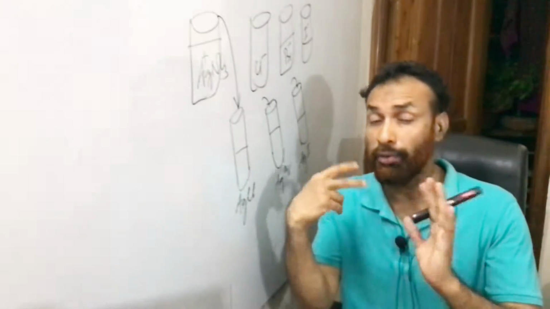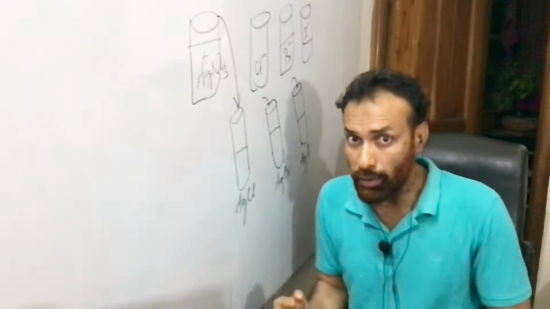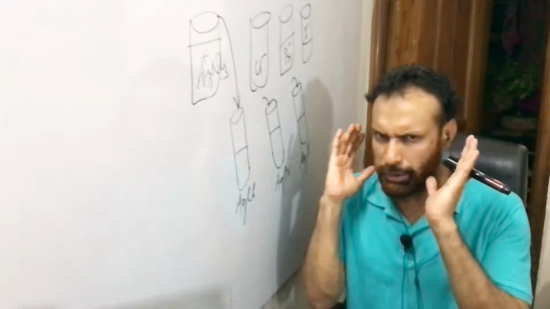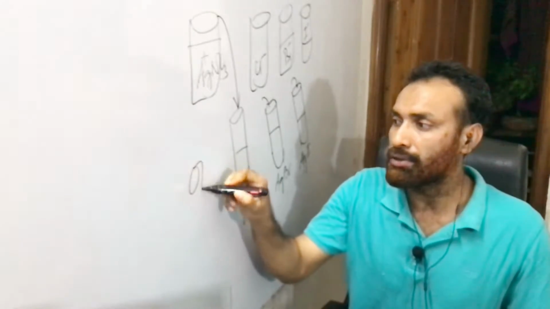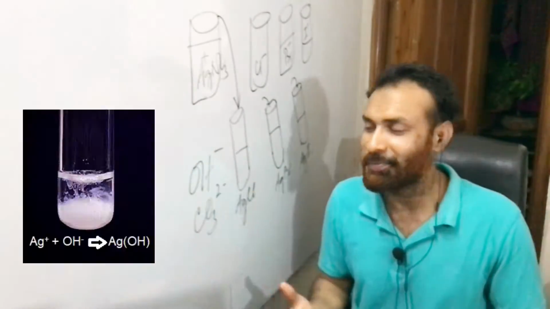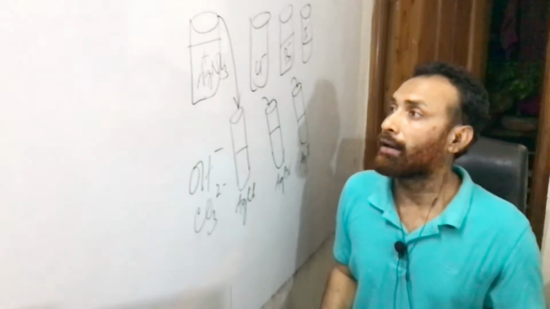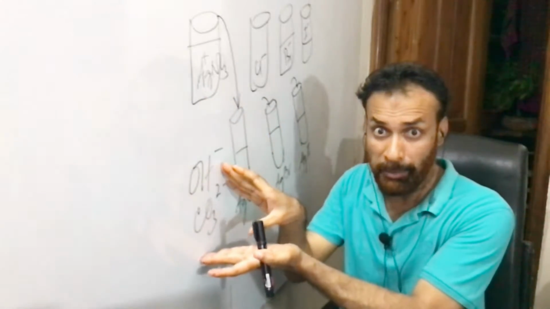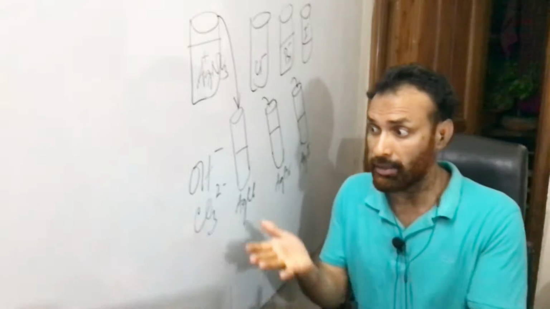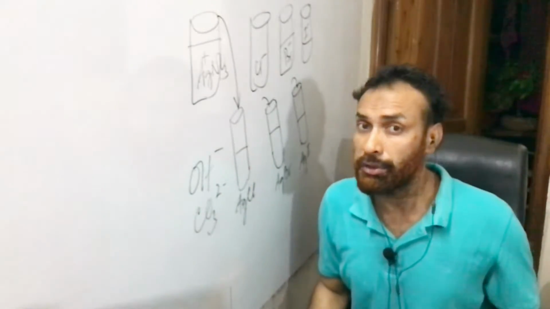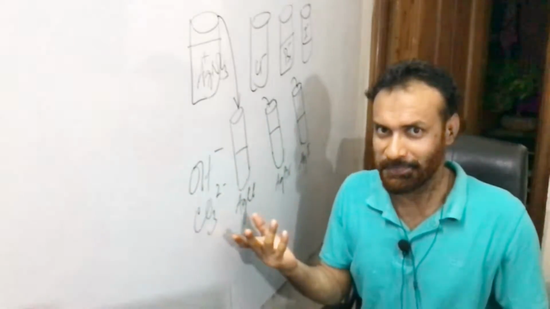There are two more things with this test. One is pre, another is post. Pre means you should ensure that the solution doesn't have any OH ions or carbonate ions, because if the solution has these ions, the silver ion will combine with them to give a precipitate, and you may be confused by it. So you should first acidify the solution with nitric acid.